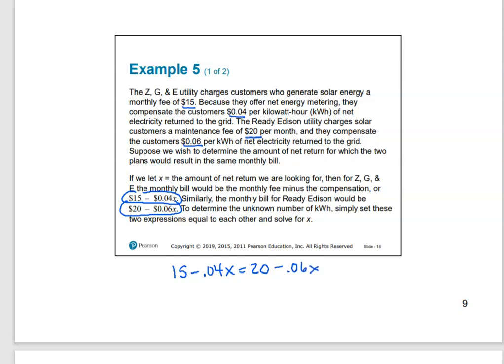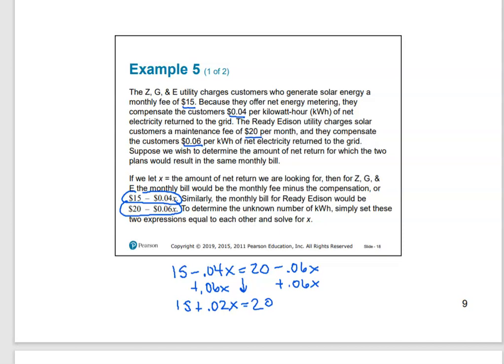0.06x. Now, we've talked about how to solve equations. One thing we want to do is get our x's on the same side. So we could add 0.06x to both sides of our equal sign. Okay, that would get me 15. Negative 0.04 plus 0.06 would get me plus 0.02 times x is equal to 20.